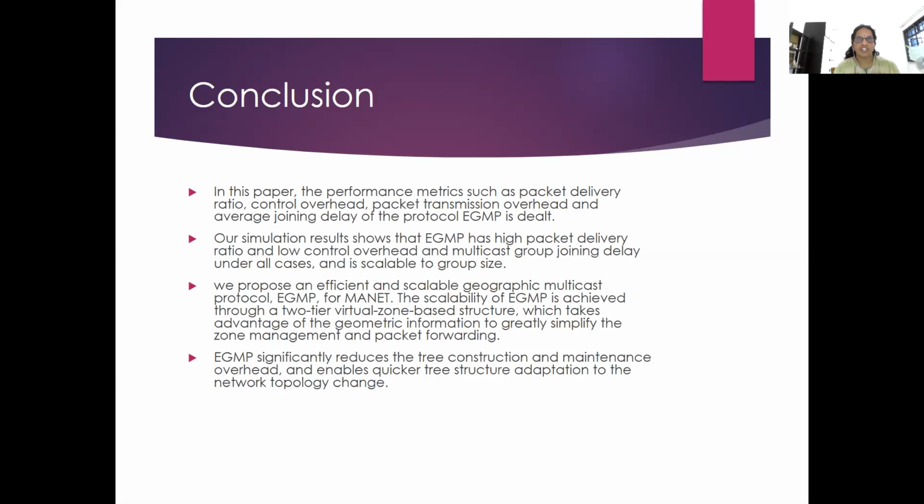We propose an efficient and scalable geographic multicast protocol, EGMP, for managing group membership. The scalability of EGMP is achieved through a two-tier virtual zone-based structure, which takes advantage of the geometric information to greatly simplify the zone management and packet forwarding. EGMP significantly reduces the tree construction and maintenance overhead and enables quicker tree structure adaptation to the network topology change. Thus, I conclude that EGMP is more efficient.